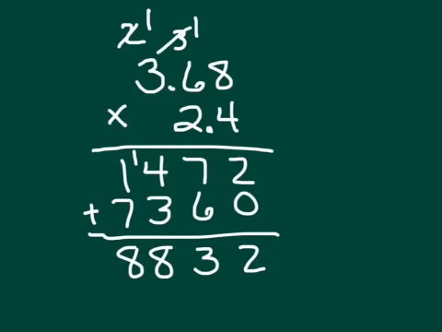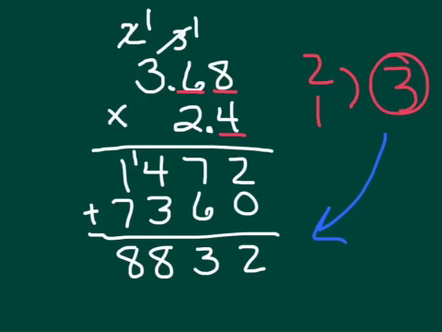Now the second step tells me that I need to count the number of decimal places in the original problem. So I find my decimal point in 3.68, and I count the number of places after it. I have 2 digits there, so there's 2 places in that number. In 2.4, there's 1 place after the decimal point, so that's a total of 3 places. So now in my final answer of 8832, I need to have 3 decimal places to the right of the decimal point. 1, 2, 3. That means I need to put my decimal point right there. So 3.68 times 2.4 is 8.832.